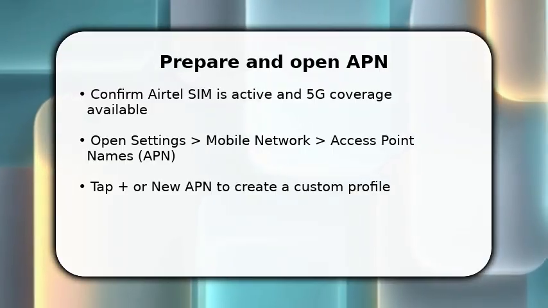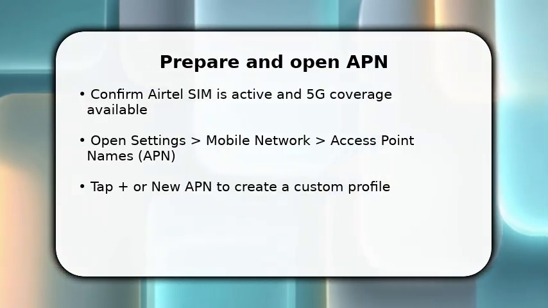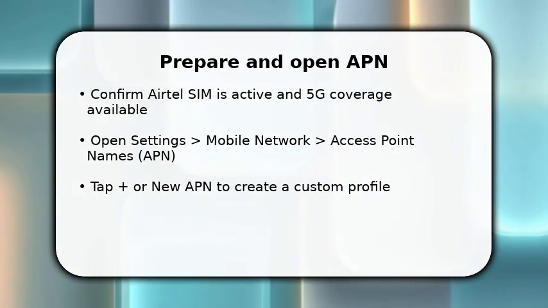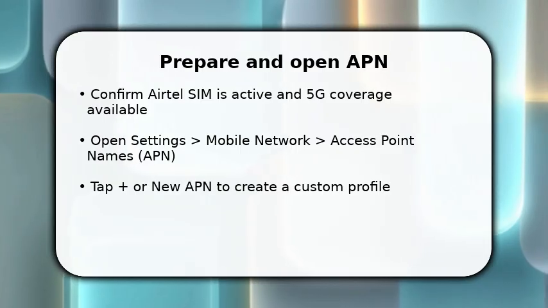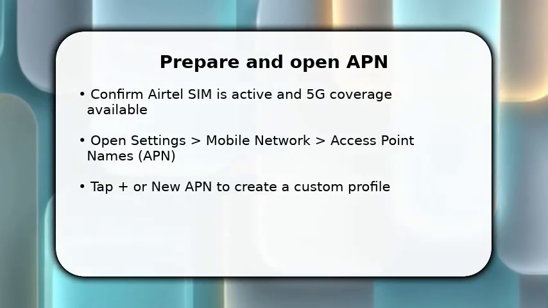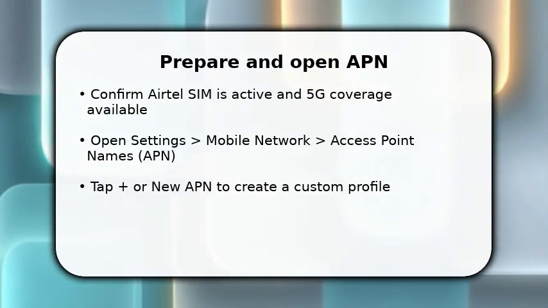You start by confirming your Airtel SIM is active and you're in a 5G coverage area. Once done, open Settings, go to Mobile Network, then access point names. This is where you add or edit APNs. Tap the plus sign or New APN to begin a fresh profile. This prevents conflicts with existing entries.